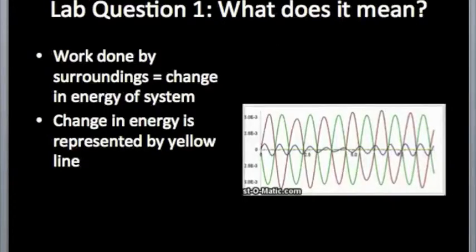Now let's answer the lab questions. For the "what does it mean" question, the energy principle is satisfied. The work done by the surroundings is equal to the change in energy. But because the mass, spring, and Earth make up the system and nothing is in the surroundings, then work equals 0. And work equals the change in energy. And on the graph shown here, the change in energy is the yellow line, which is 0, if you look closely.